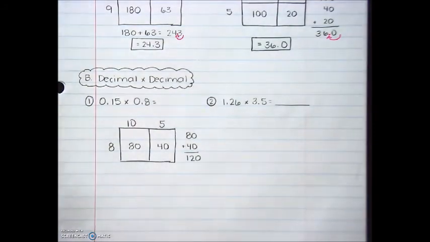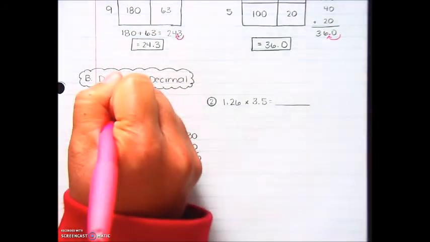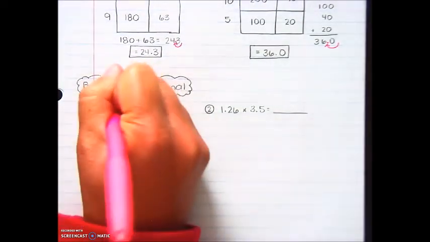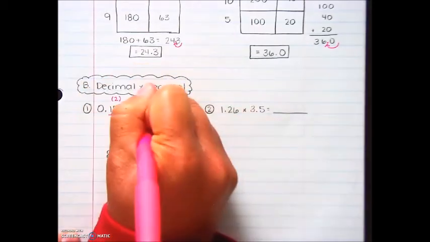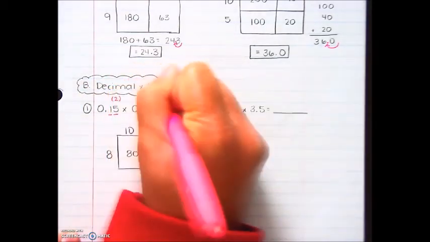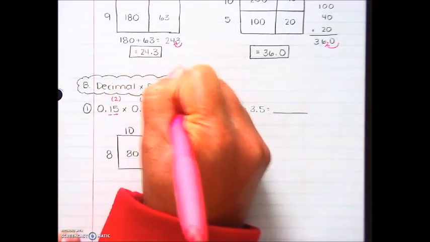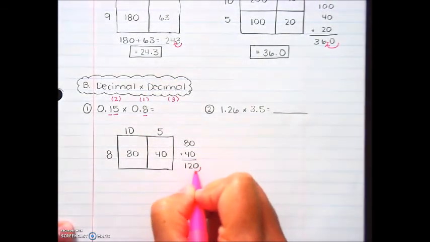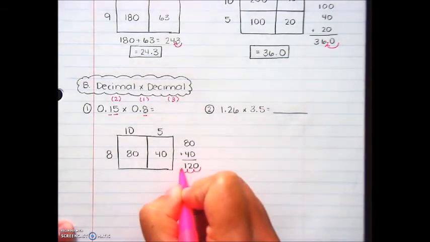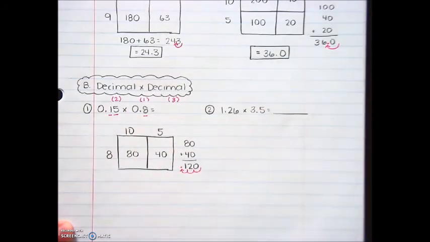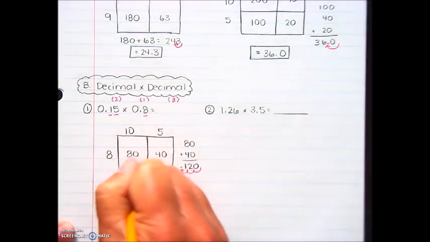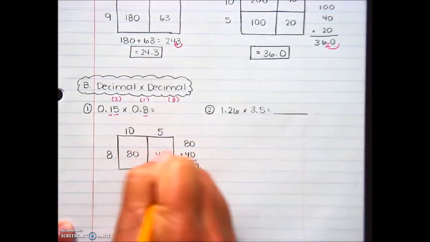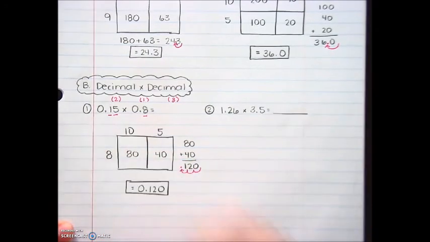So now I'm going to count back the number of digits after the decimal point in both factors. In 0 and 15 hundredths, I have two digits after the decimal point. In 8/10, I have one, which means in my final product, I should have three digits after the decimal point. So that means I need to move back 1, 2, 3 spaces for a final product of 0 and 120 thousandths.